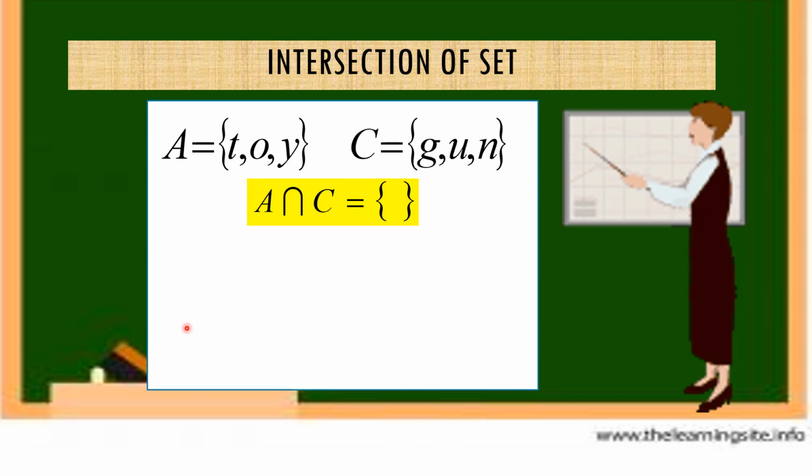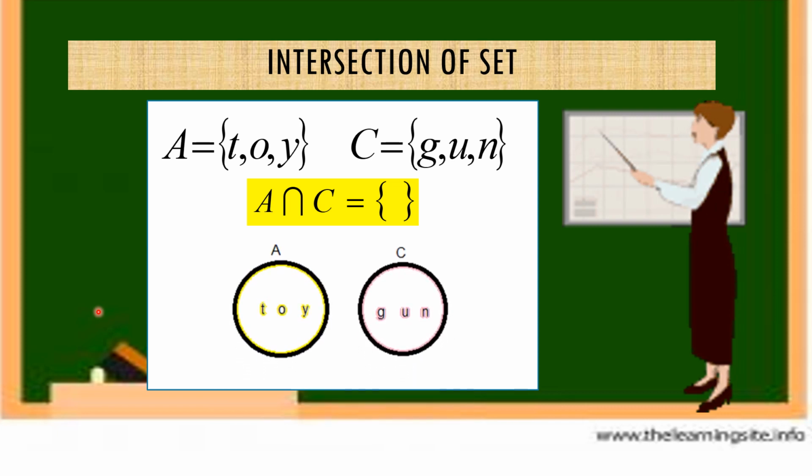How do we represent the given using a Venn diagram? This is the representation without intersection. So we have set A and set C, no intersection, and that is a null set.